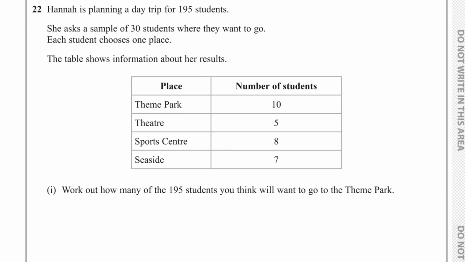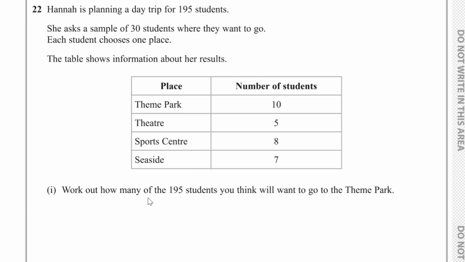Question number 22, Hannah is planning a day trip for 195 students. She asks a sample of 30 students where they want to go. Each student chooses one place. So the table shows information about her results. So we've got the results over here. 10 chose theme park, 5 chose theatre, which is quite weird. 8 chose the sports centre, and seaside, 7 chose that.